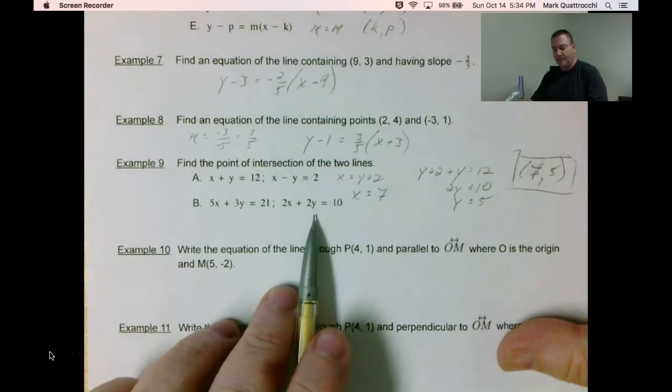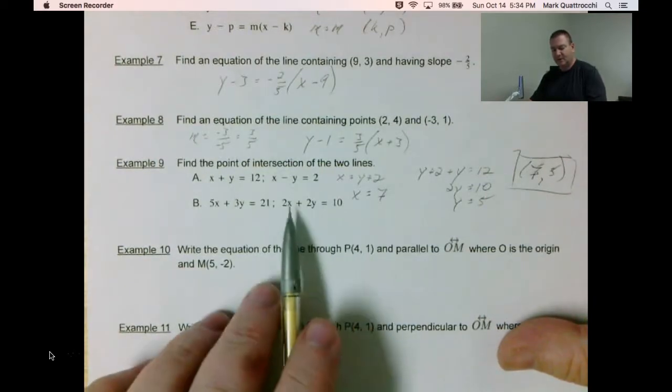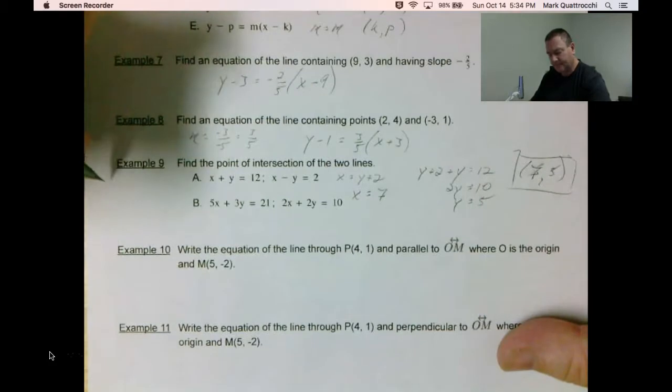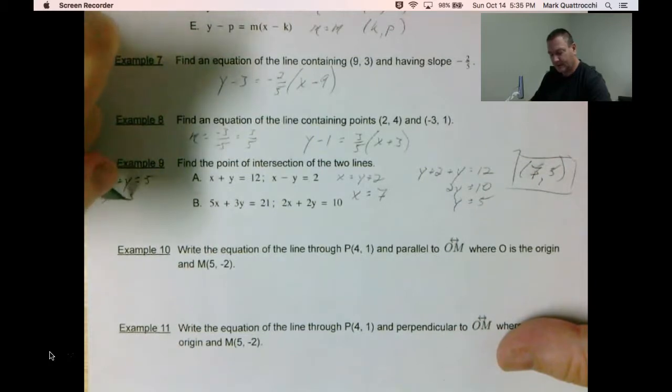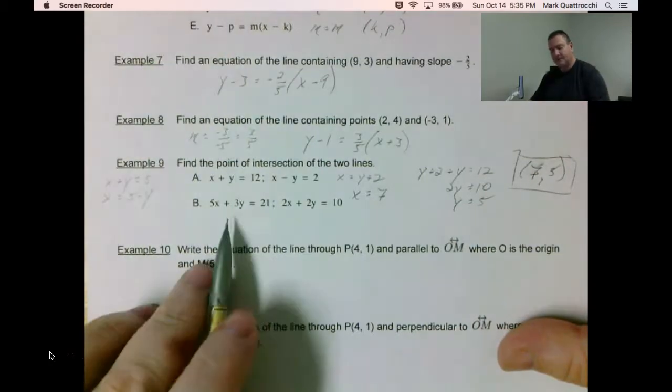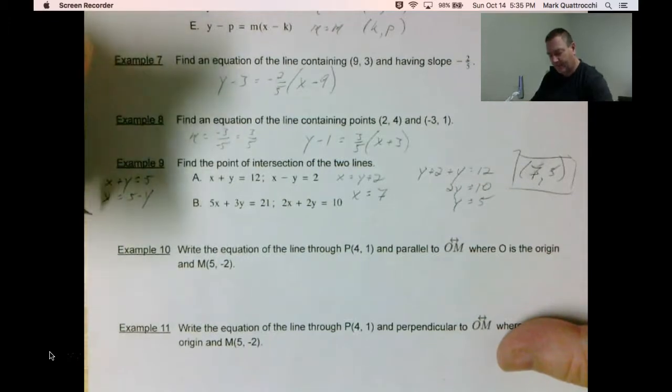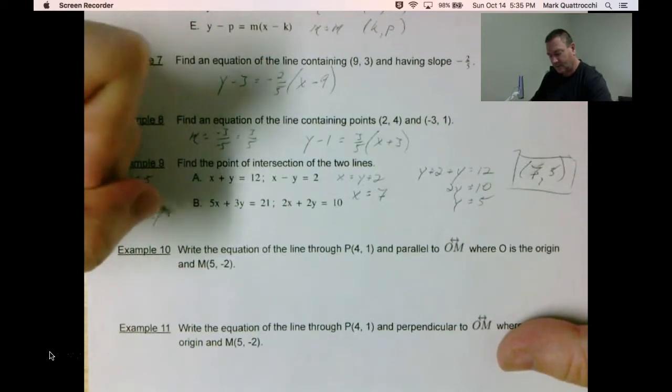Part B, I'm going to solve this equation here for x. X plus y equals 5 if I divide everything by 2. X equals 5 minus y. Substitute that in place of x here. 5 times 5 minus y plus 3y equals 21.